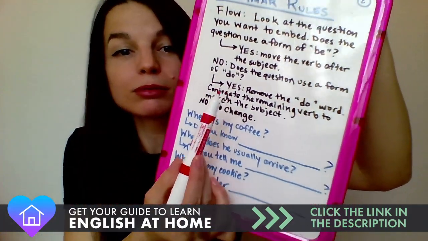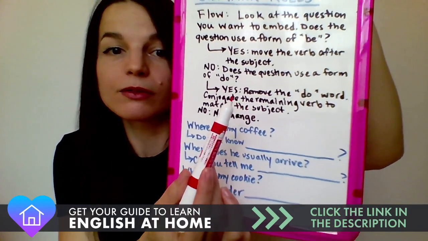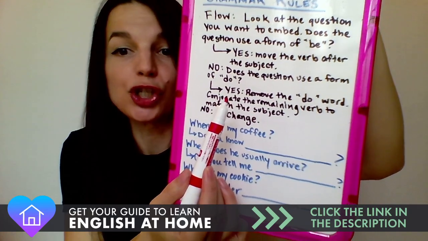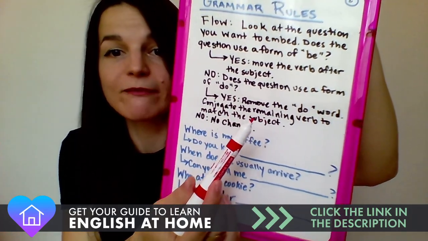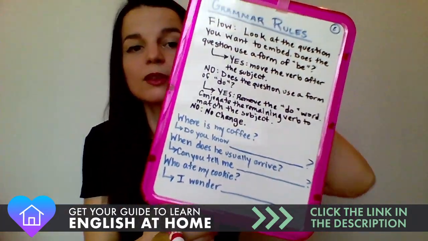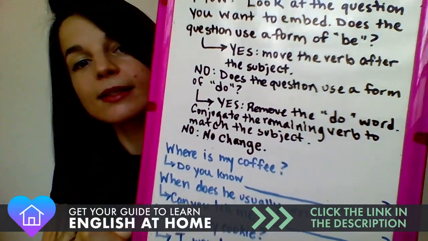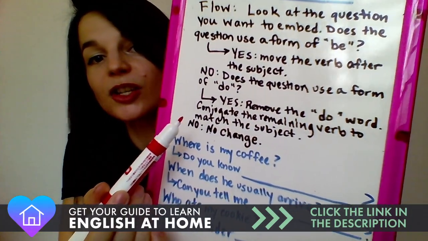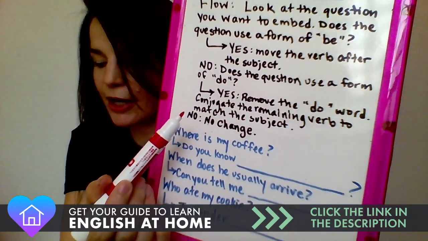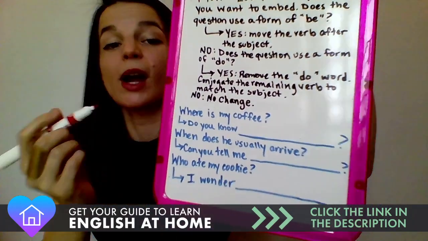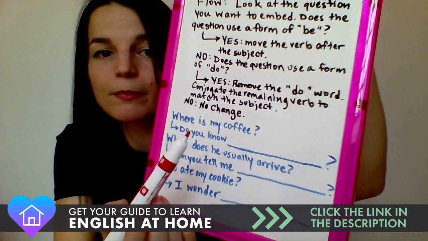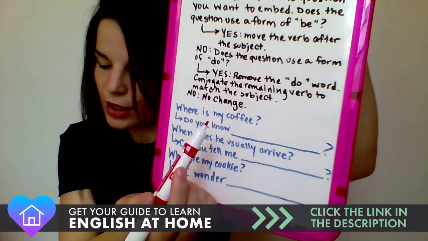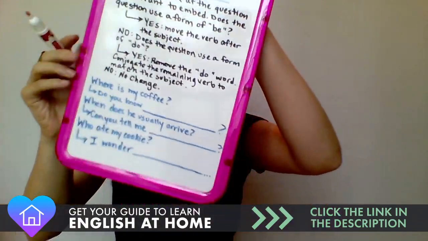If no, the next question to ask yourself: does the question use a form of do? If the answer is yes, remove the do word. Conjugate the remaining verb to match the subject. We're going to practice this on this board in just a moment. Finally, if the answer is no, there's just no change.